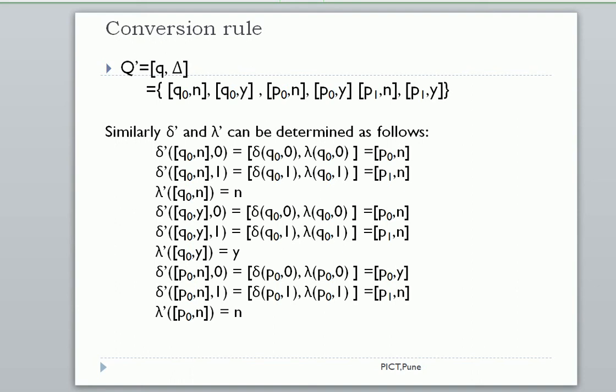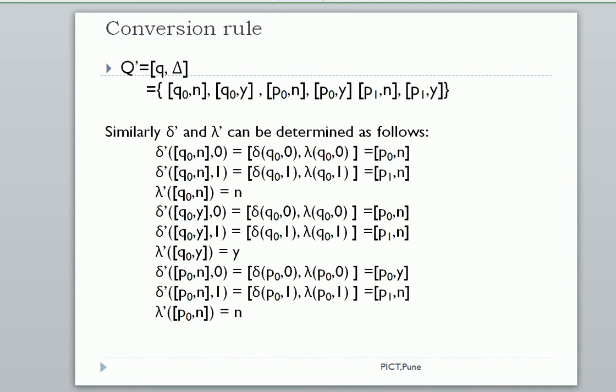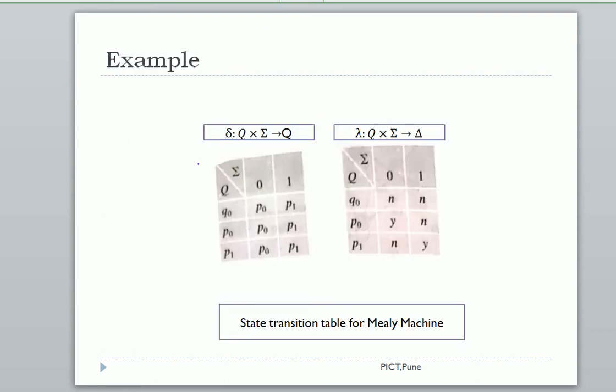What are the possible states in the Moore machine? All possible states on reading some input alphabet, what will be the output and what will be the new state? We have to assume everything. So the first step is to find Q dash. It is a set of states with the output. So how many states are there in this case? Q0, P0, P1. These are the states. So we have considered here Q0, P0, P1, and that too on the input alphabet set. What is the input alphabet set? It is 0 and 1.